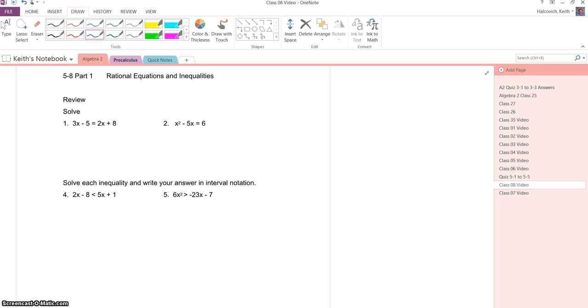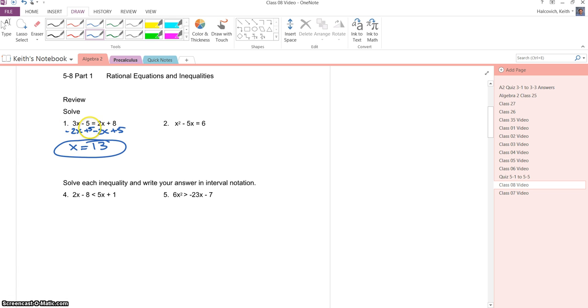First, we're going to review how to solve equations, linear equations like this. Remember, you want to get the x's to one side, so here you'd subtract the 2x, and then you add the 5, and you get x equals 13.